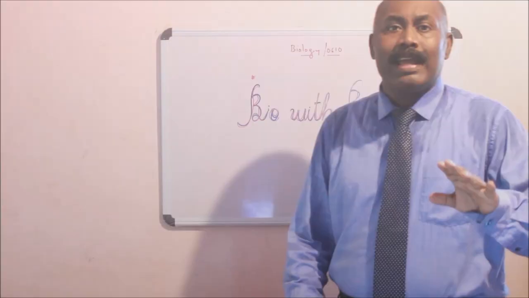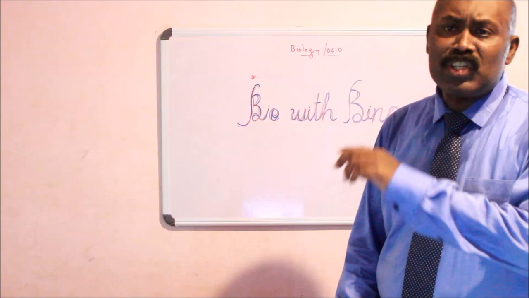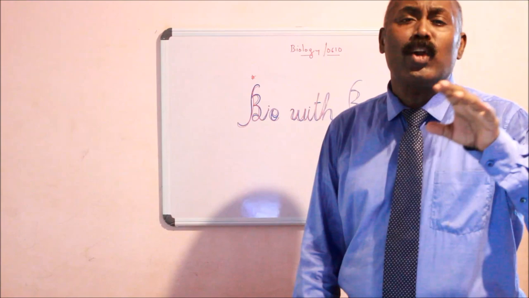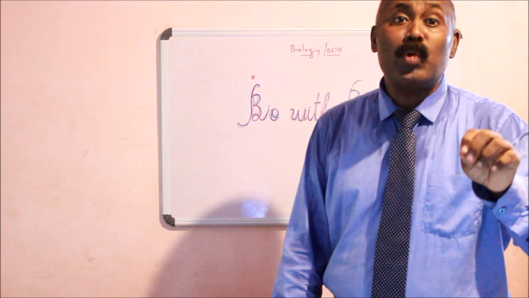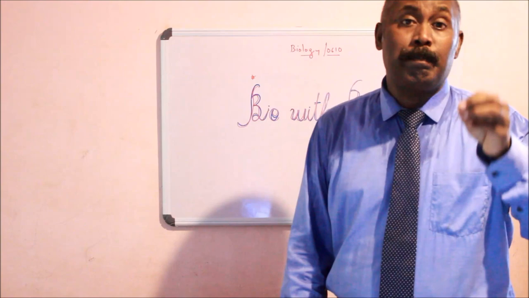Cambridge IGCSE Biology 0610 syllabus gives students two options. One is they can go for the core syllabus or they can go for the extended syllabus. The assessment part consists of three papers. For core students, they have to write paper 1, paper 3 and paper 6. Extended students have to write paper 2, paper 4 and paper 6.